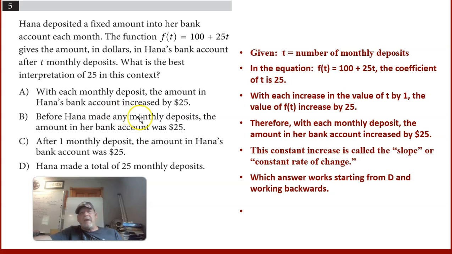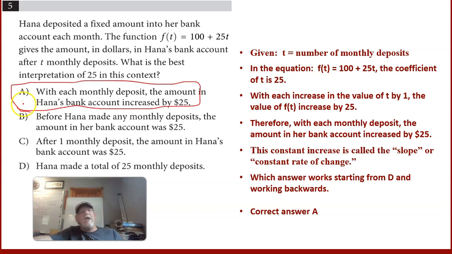B, before Hannah made any monthly deposits, the amount in her bank account was 25. Nope, she started out with 100. And then A, with each monthly deposit, the amount in Hannah's bank account increased by 25. That is the correct answer because it is a constant rate of change. Hopefully you're able to get A as your answer. Now let's go into the last one in today's video.